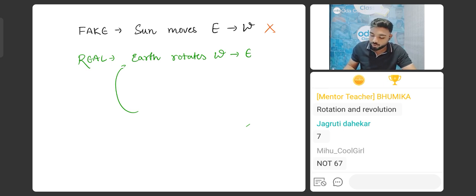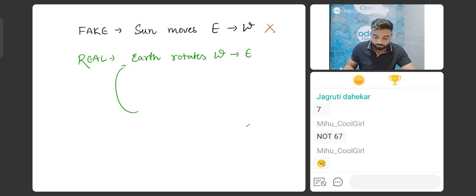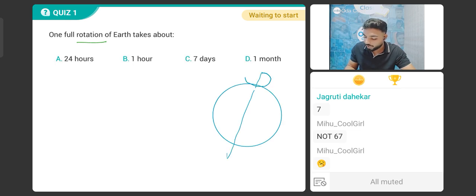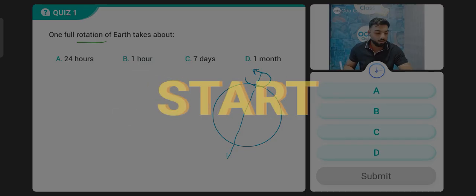Okay. Ready for a quick question, bachcho? Ready for a quick question? Okay, let's go. Upside down? Arey nahi bachche, not upside down. Okay. So here we go. One full rotation of the Earth takes about. So bachcho, this is your Earth. One full rotation, one complete rotation will take about 24 hours, 1 hour, 7 days, 1 month. Very easy peasy, lemon squeezy. After that, we have a subjective question that we're going to discuss. So let's go, guys. Give the answer.